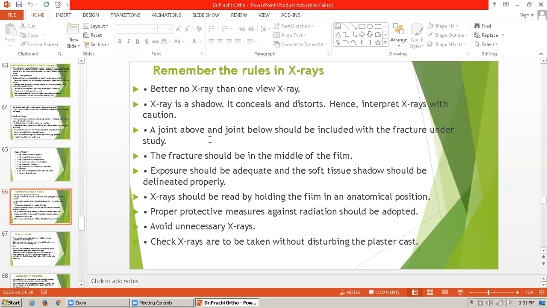The joint above and the joint below should be included with the fracture under study. The fracture should be in the middle of the film. The exposure should be adequate and the soft tissue shadow should be delineated properly. X-ray should be read by holding the film in an anatomical position. Then proper protective measures against radiation should be adopted. Then avoid unnecessary X-ray. Check that X-rays are taken without disturbing the plaster cast.